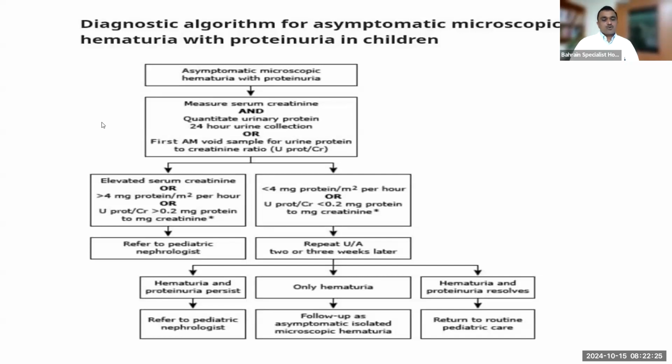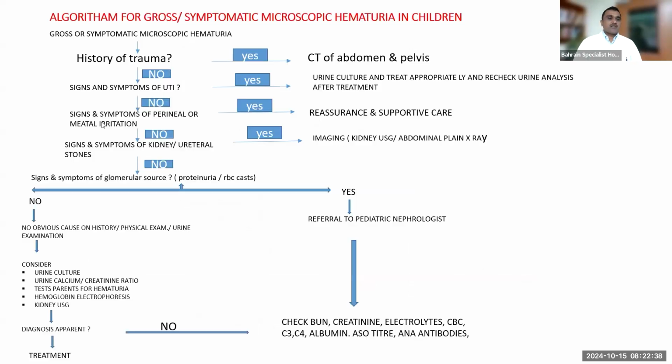If only hematuria is there, but proteinuria disappeared, follow up as asymptomatic isolated proteinuria, like every 1 year you have to do the follow-ups. And if hematuria and proteinuria completely resolve, you can go to the routine pediatric care.